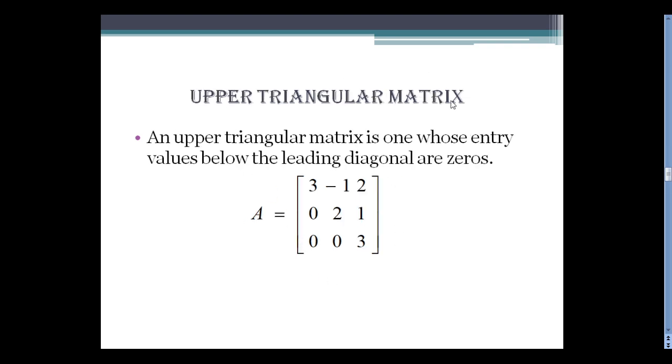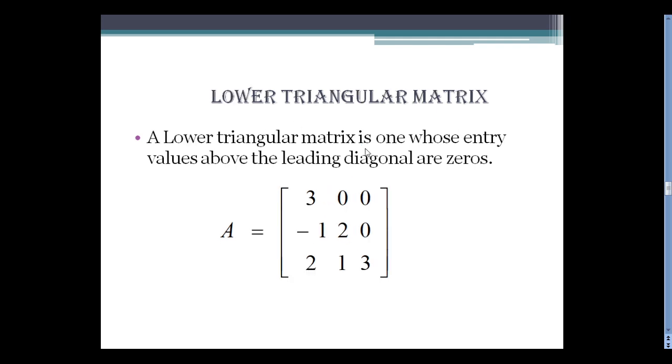What is an upper triangular matrix? In an upper triangular matrix, the entry values below the leading diagonal are 0. Below the leading diagonal, the entries are zeros. A triangular shape is formed here in the upper portion, so we call it an upper triangular matrix.